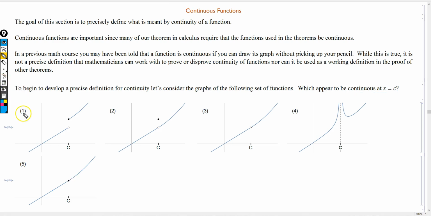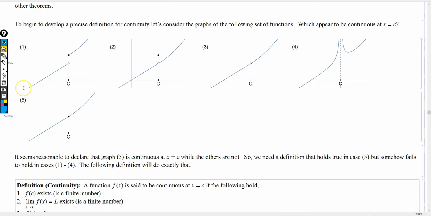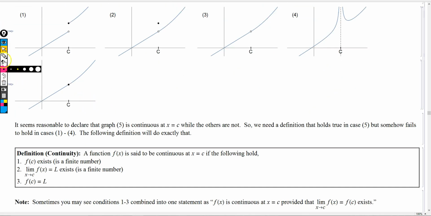And that'll be our working definition for a continuous function. So here is our definition. So we say that a function f of x is said to be continuous at x equaling c if the following conditions hold. First of all, f of c must exist. Second, the limit as x approaches c of f of x has to equal some number L. It exists. The limit exists. And then finally, number 3, f of c actually equals L.